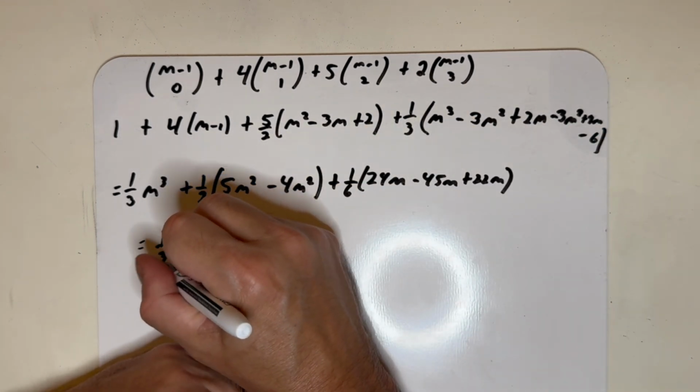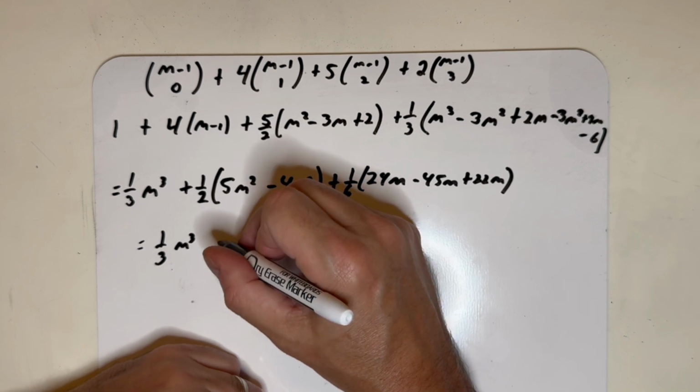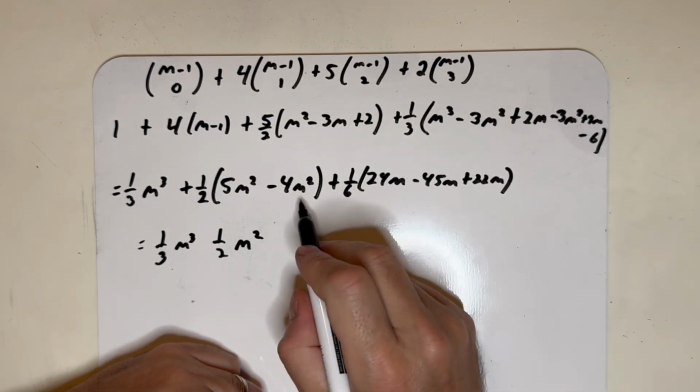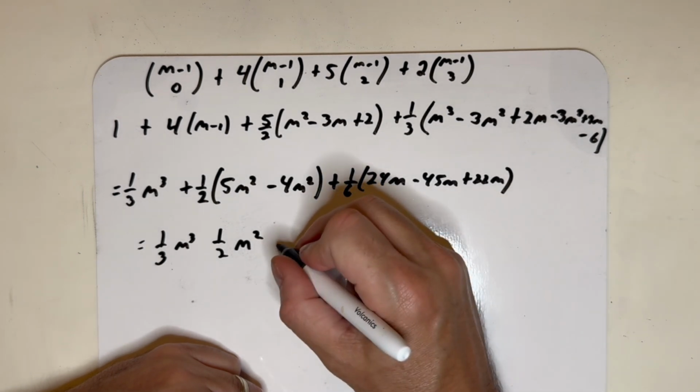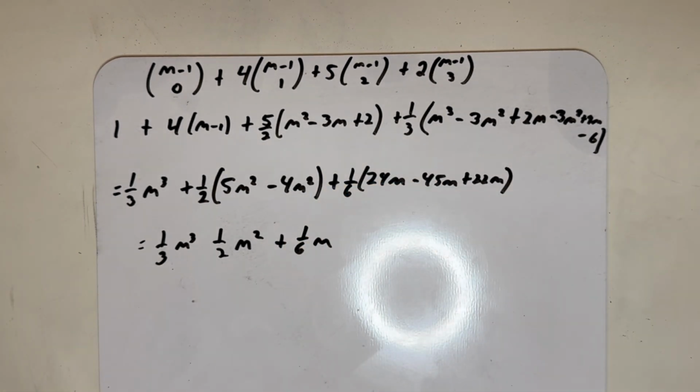And so we're left with 1/3 m cubed plus 1/2 m squared, because 5 minus 4 is 1, plus 1/6 times m. And that's the formula we were looking for.